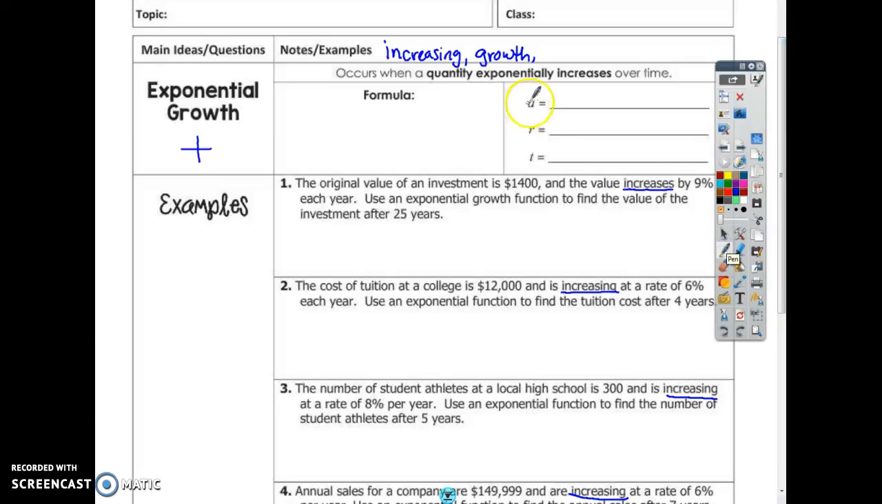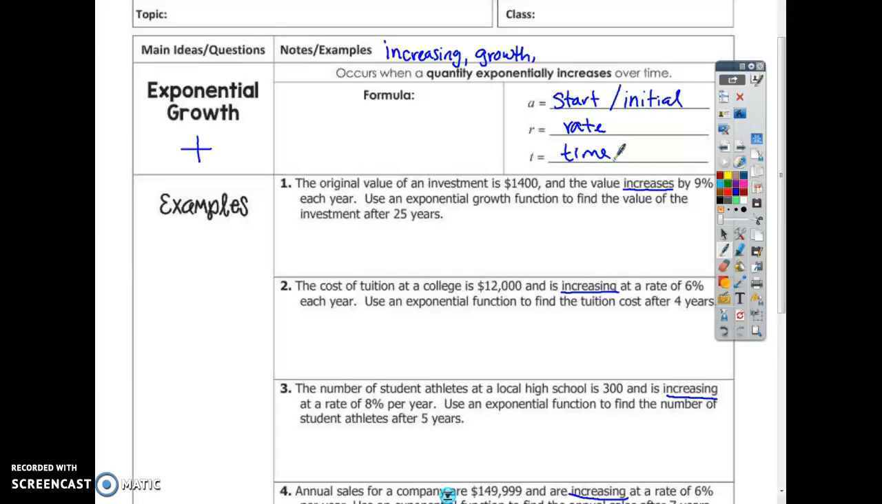So what are these letters? A is the starting value or initial value. Start or initial. Okay? Just like we learned yesterday. R is the rate. Okay? And we were talking about cents yesterday, so cents and percents, same thing. And then T is the time.